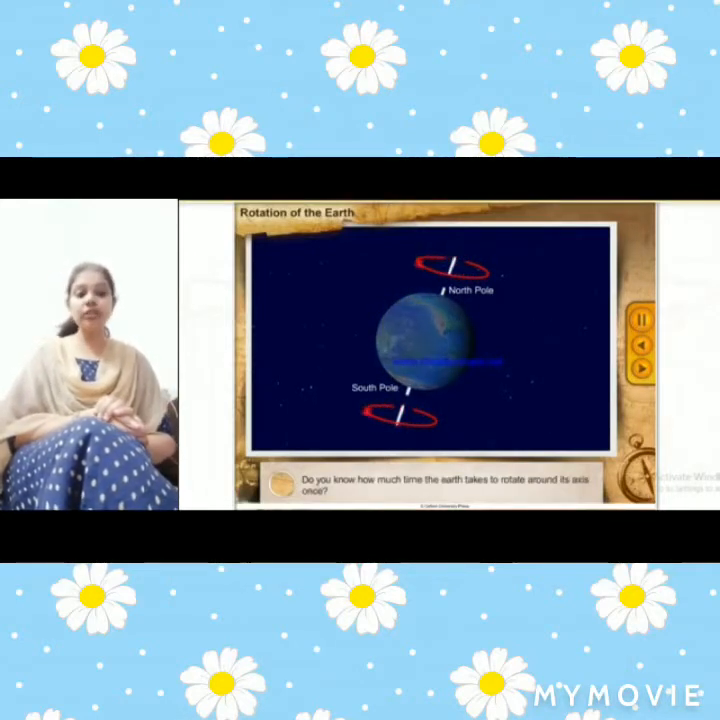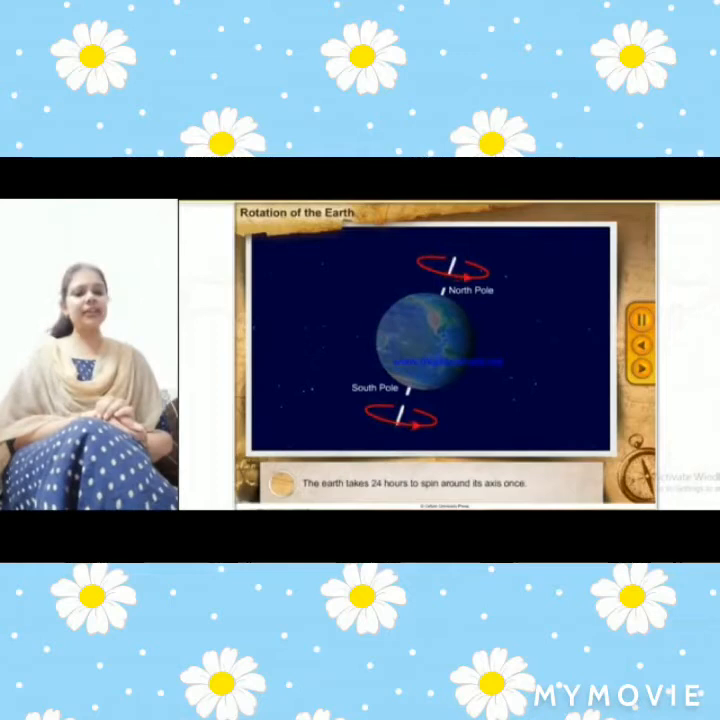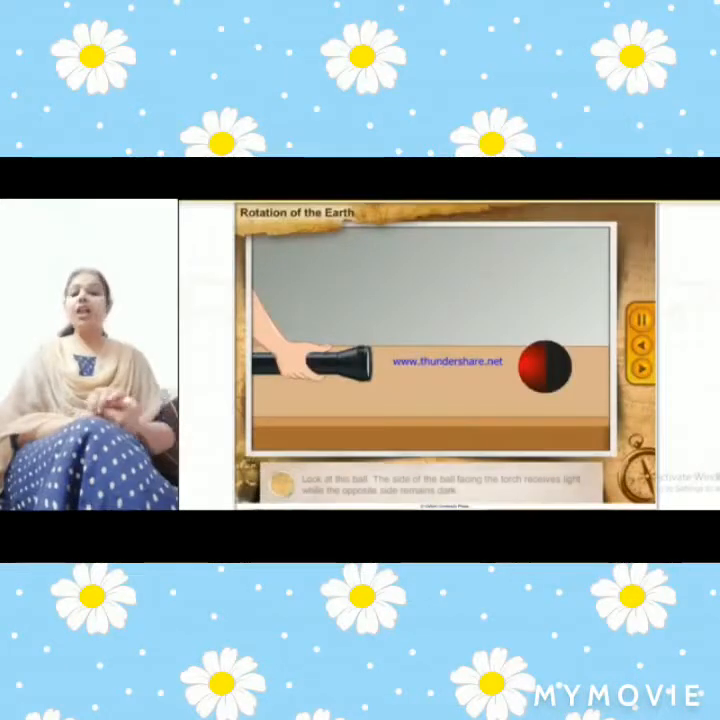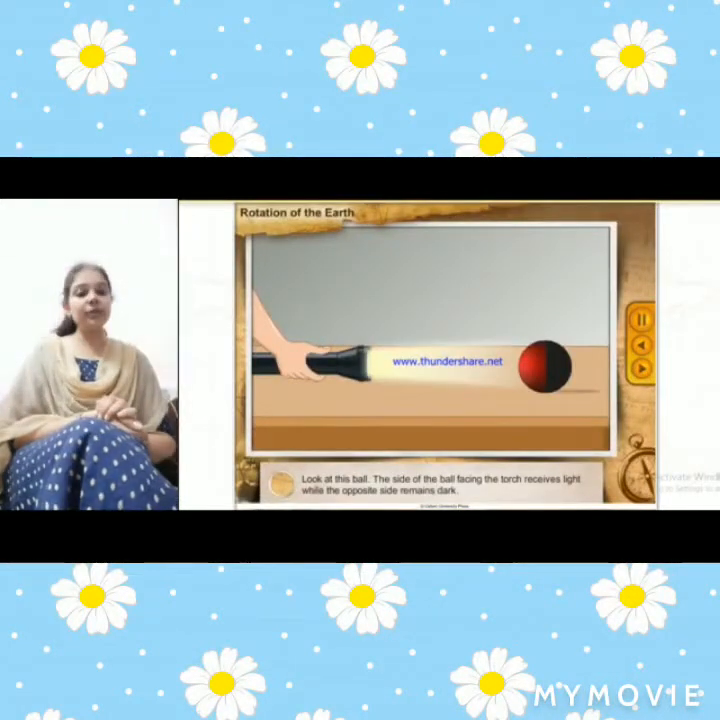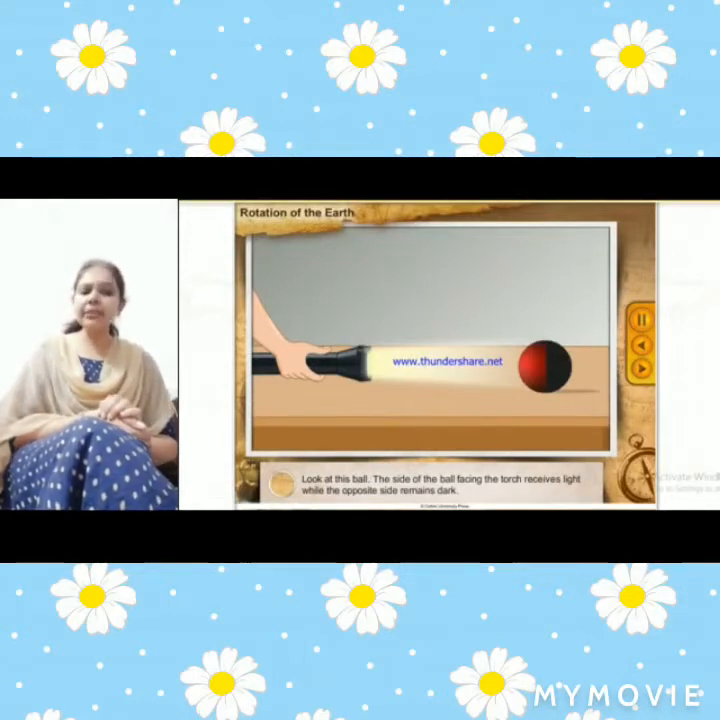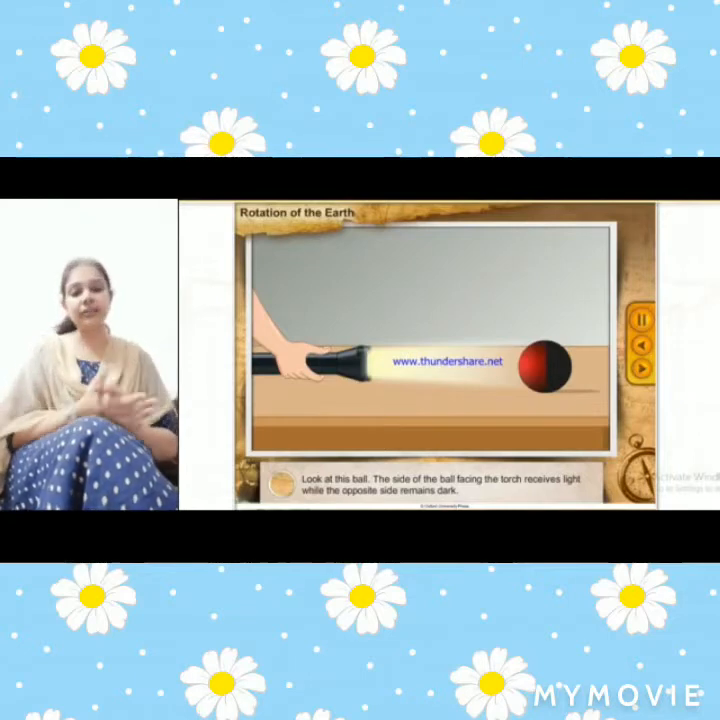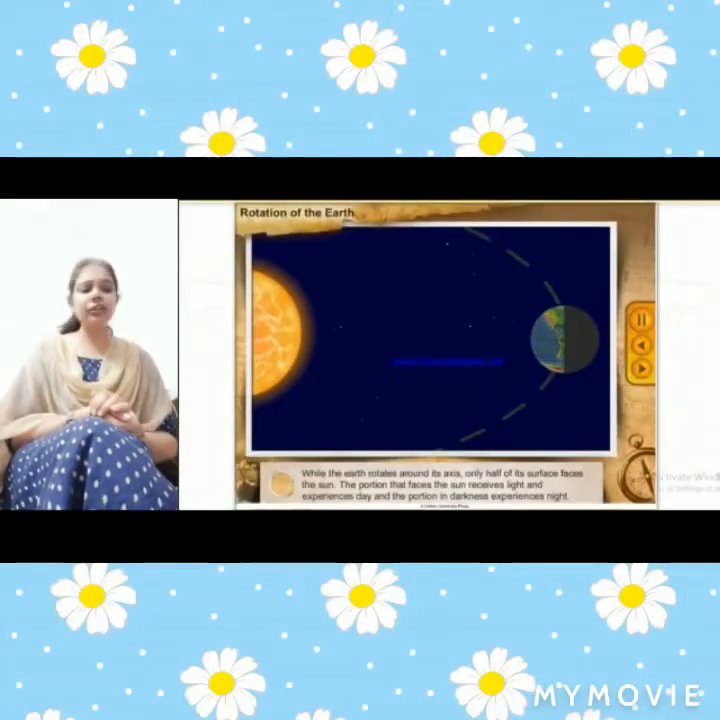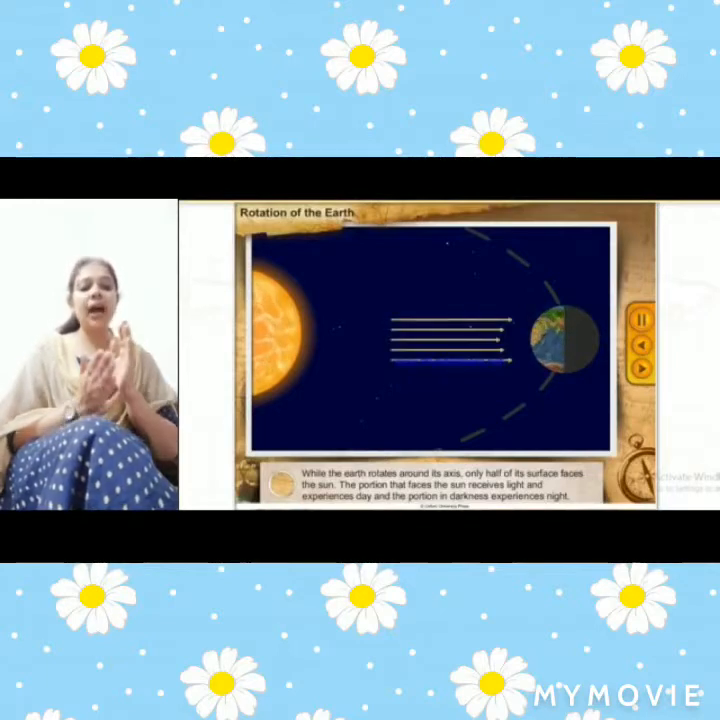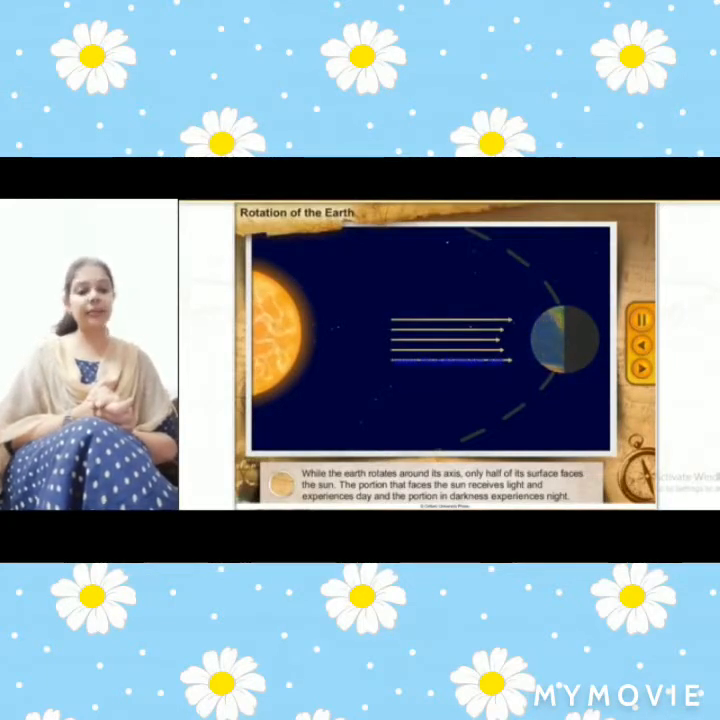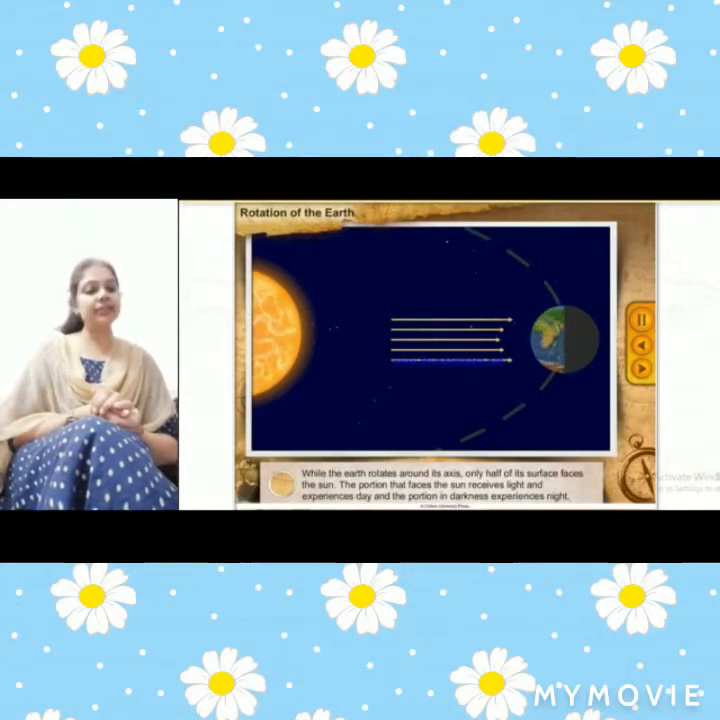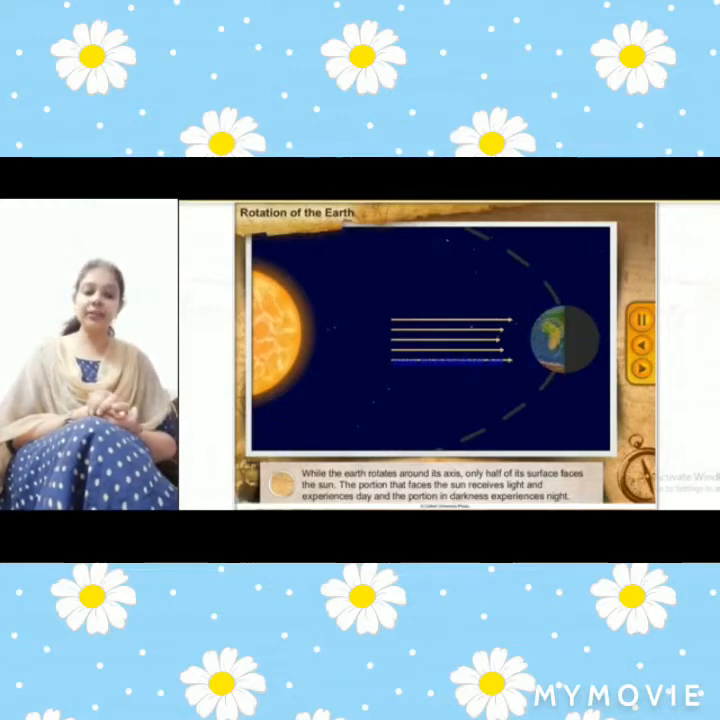Do you know how much time the earth takes to rotate around its axis once? The earth takes 24 hours to spin around its axis once. Look at this ball. The side of the ball facing the torch receives light, while the opposite side remains dark. While the earth rotates around its axis, only half of its surface faces the sun. The portion that faces the sun receives light and experiences day, and the portion in darkness experiences night.